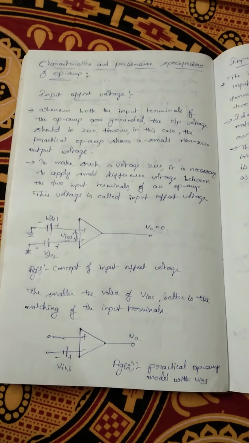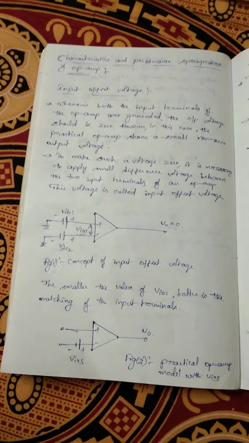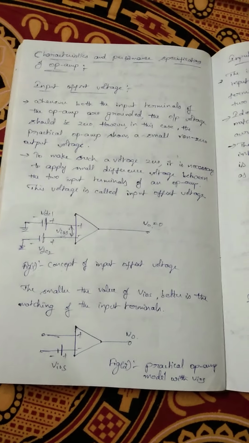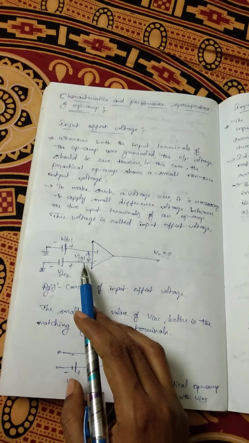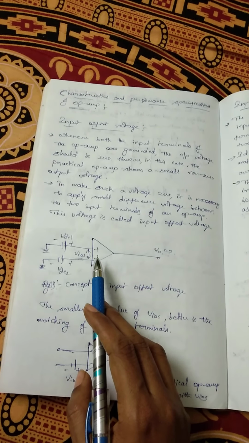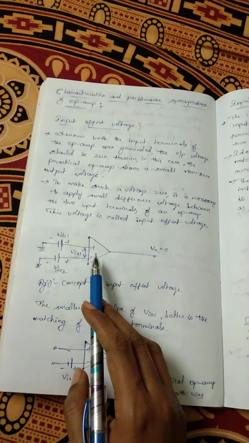So to make such a voltage 0, it is necessary to apply a small difference voltage between the two input terminals of the op-amp. This voltage is called input offset voltage. The differential voltage that must be applied between the two input terminals of an op-amp to make the output voltage 0 is called input offset voltage and is denoted as VIOS. The smaller the value of VIOS, the better is the matching of the input terminals.